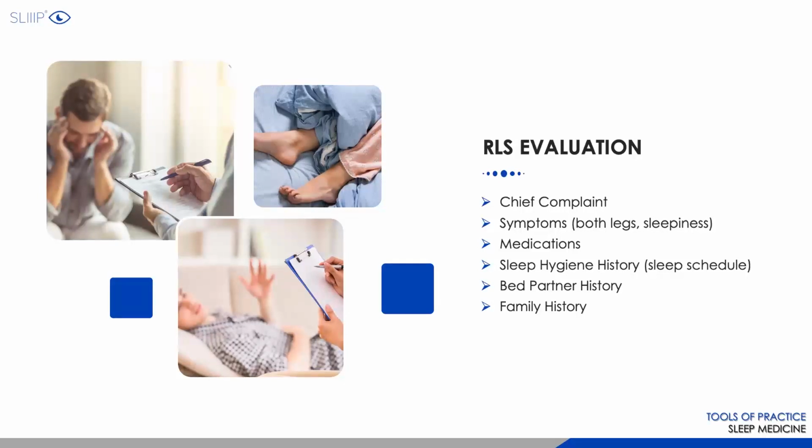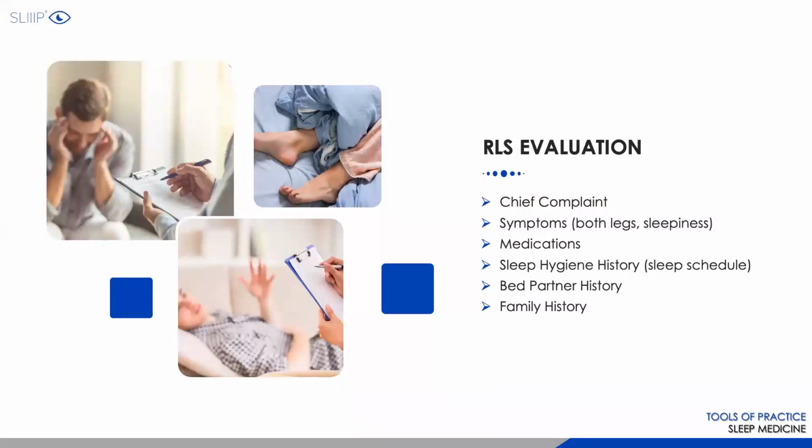Looking at their sleep hygiene history is also important when we're evaluating them, making sure the sleep-wake cycle is regular, because any stress, any issues that come up may increase their likelihood of getting restless legs. Sleep hygiene as well in terms of what they're consuming before bedtime or close to bedtime that's acting as a stimulant. Bed partner history is important. Family history is extremely important in restless legs as well because of genetics.